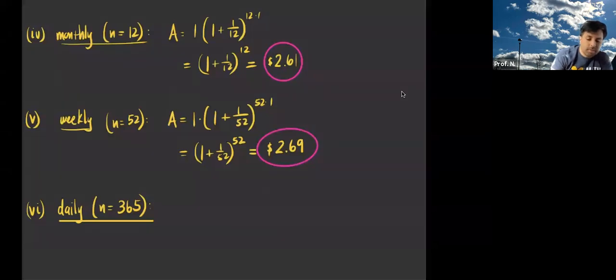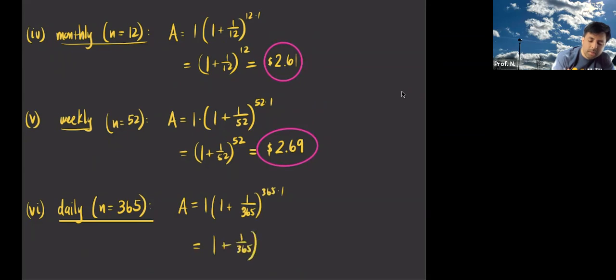Ah, here we go. So if I do this every day, if my interest rate of 100% is compounded every day, Felipe just found that this number is $2.71.